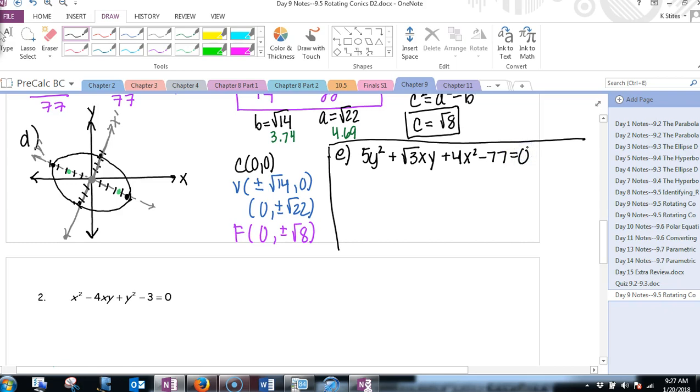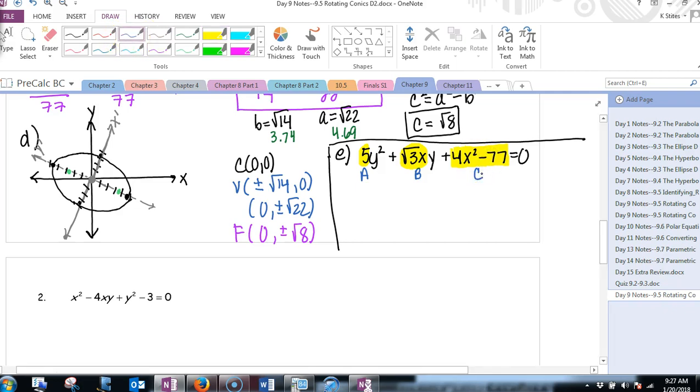You do want it to be equal to 0 because when you do quadratic formula, you have to have the equation equal to 0. Now, here's where it gets a little weird. Your a value, so now we're doing everything in terms of y, is what's in front of y squared. Your b value is what's in front of y. So the b is this whole root 3 x, and that x is not underneath the root. And then your c is this whole leftover part.